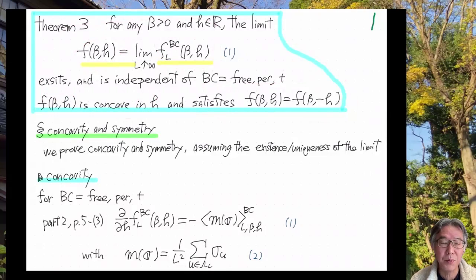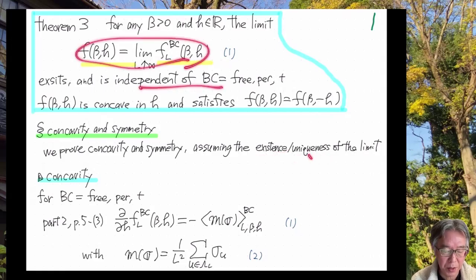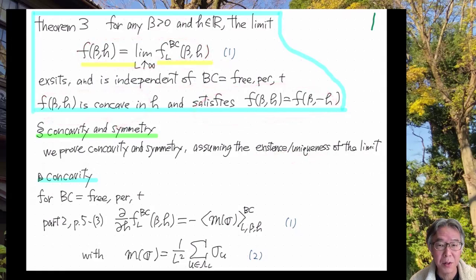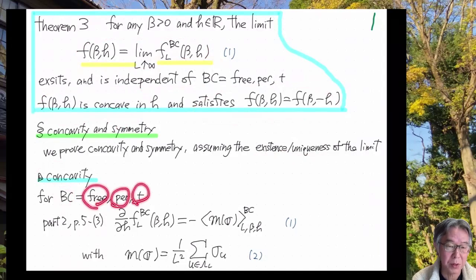Okay, so I will prove this theorem step by step. First of all, we shall assume the existence and the uniqueness, or the independence on the boundary condition, of this limit and prove this concavity and this symmetry. This part is easy, but anyway, let me do it carefully. So first of all, I start from concavity. So let this boundary condition be free or periodic or plus, anything.